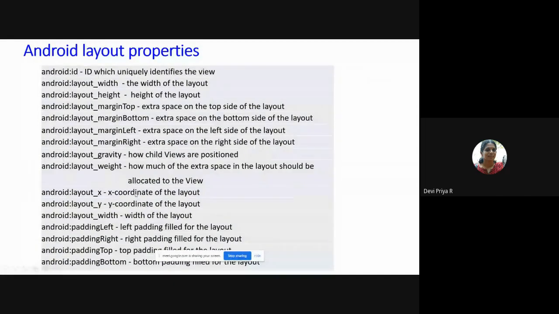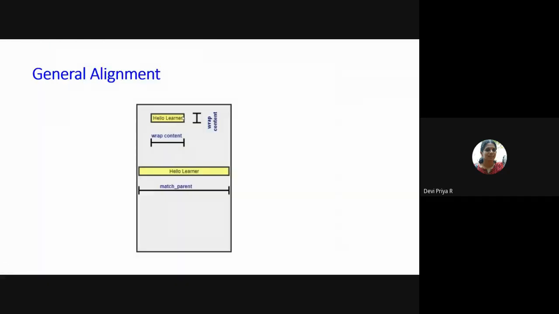And layout X coordinate and Y coordinate, and the layout width. Sorry, this is already given. Left padding and right padding. Normally you'll give padding, no? So left padding and right padding, and padding at the top and bottom. That means how you have to arrange your item in the particular table or the entire layout. These are the basic properties, and you have extra properties which you can explore.